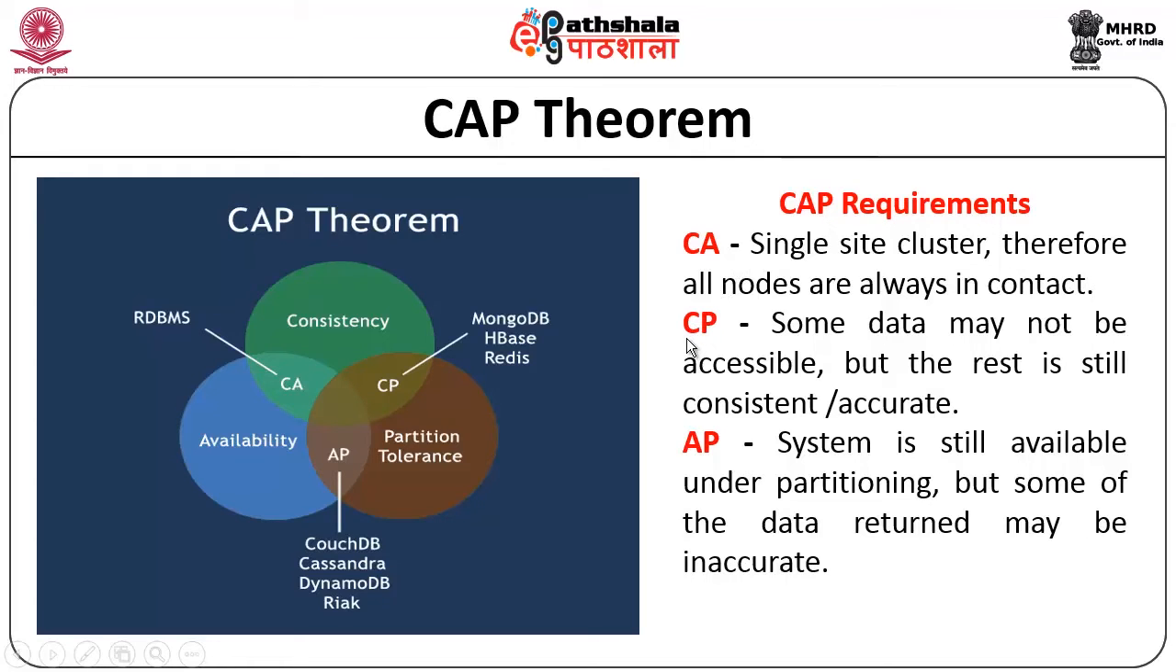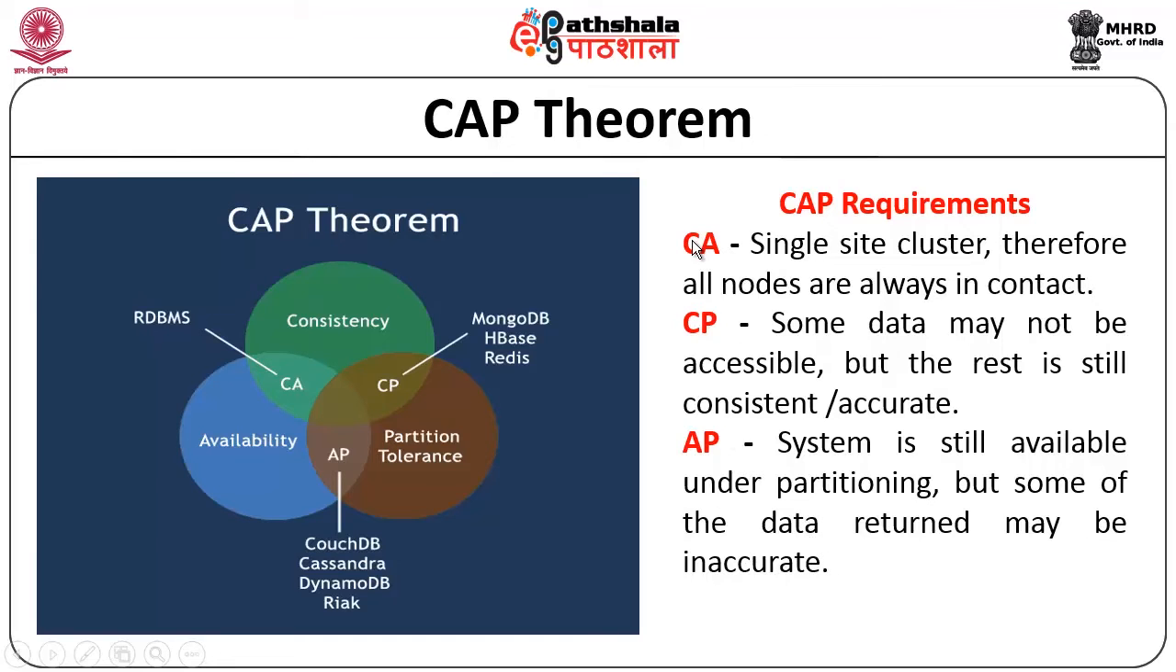The second combination is consistency and partition tolerance, where some data may not be accessible, but the rest is still consistent and accurate. The third combination is availability and partition tolerance. In other words, the system is available under partitioning. The system is always made available despite partitioning, but some of the data returned may be inaccurate, that is, the consistency property is not retained. So, in the first scenario partition tolerance is not mandatory, in the second scenario availability is not mandatory, and in the third scenario consistency is not mandatory.